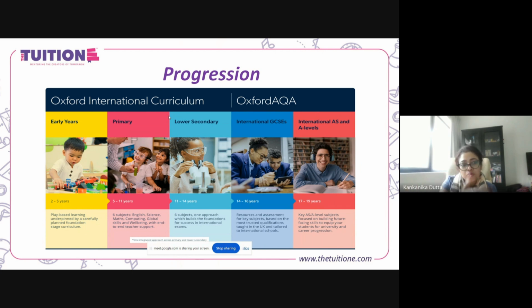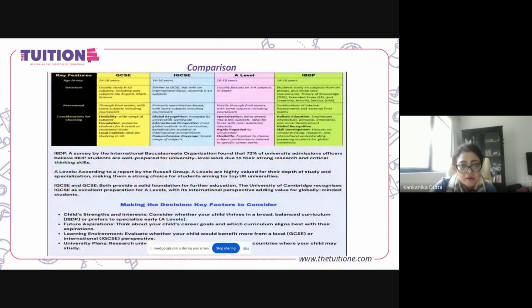I have just shown you this progression because you will not see many people coming from this curriculum. And the last part before we go into the question answer round is this: the difference between GCSE, IGCSE, A-level and IBDP. What are the key factors: age group, structure, assessment, what you need to consider, and how it will affect you later in life. So I think this will be sent to you.